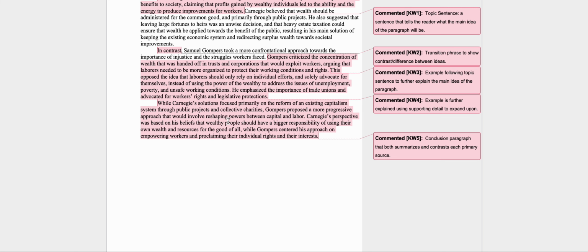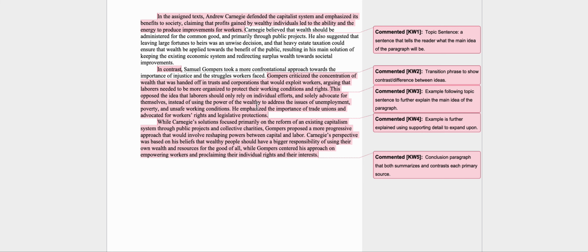As for the last paragraph here, I commented on this as well. This is what I felt was a conclusion paragraph for the writing assignment. It does a good job of both summarizing the views from both of these primary sources, as well as contrasting and showing the differences between each one.